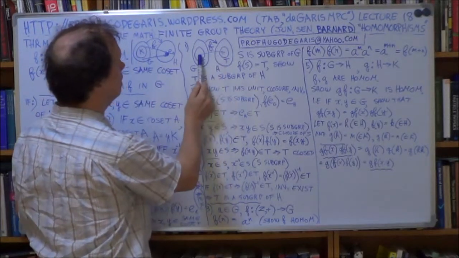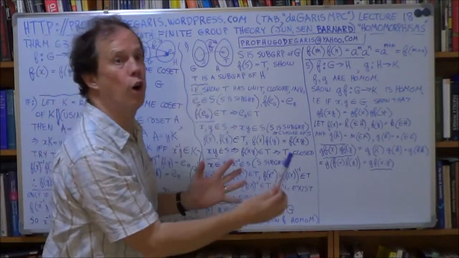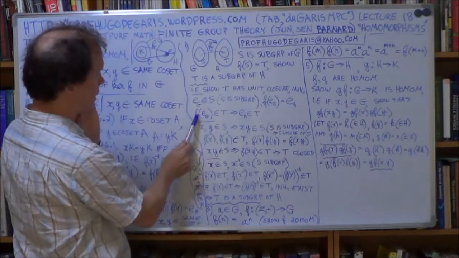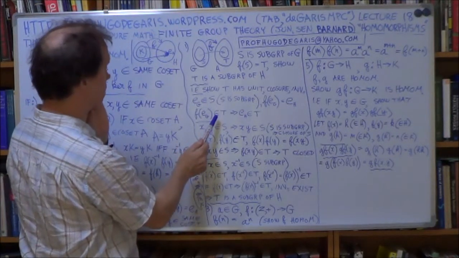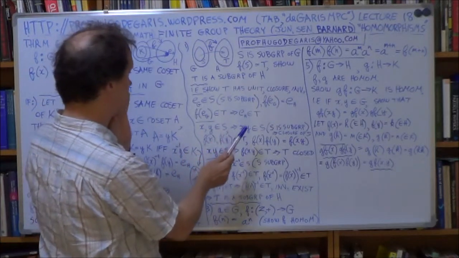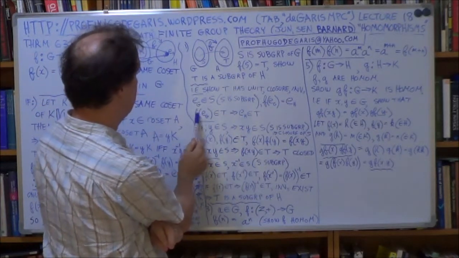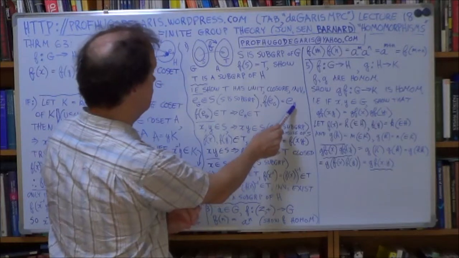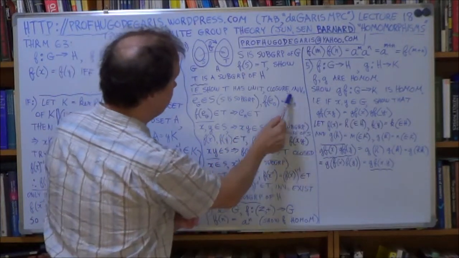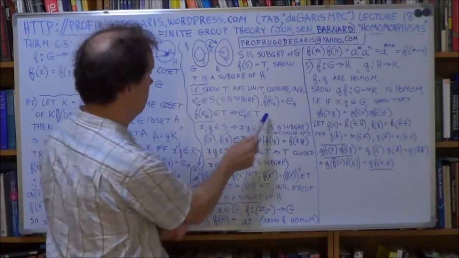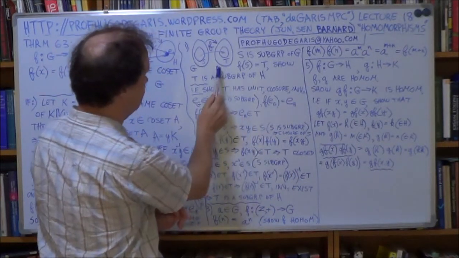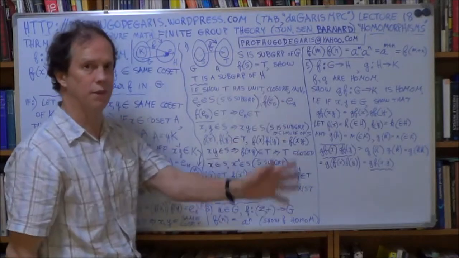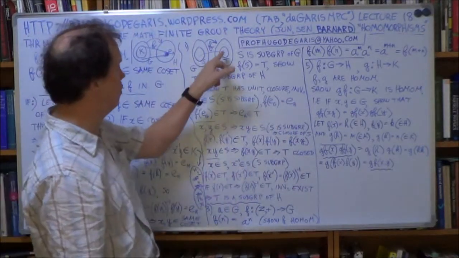Why? Because the unit of G that you map from is in S. So since f of the unit of G belongs to T, and f of the unit of G equals the unit of H, therefore the unit of H belongs to T. So we now have the unit in this subset. So we've done one of the three. We've shown the unit belongs to T.